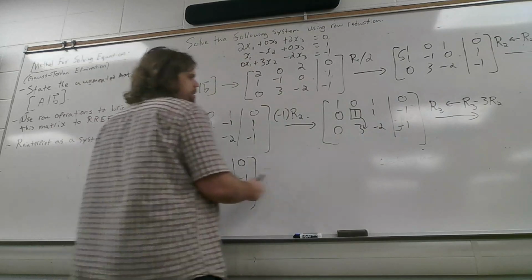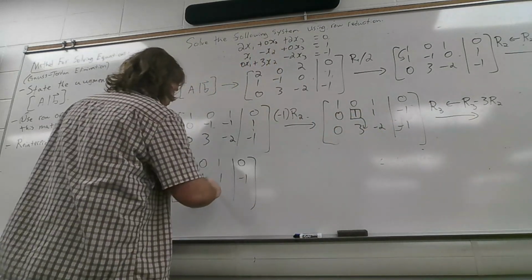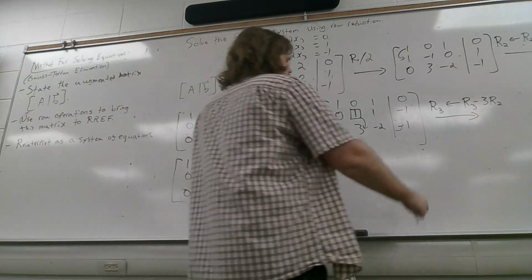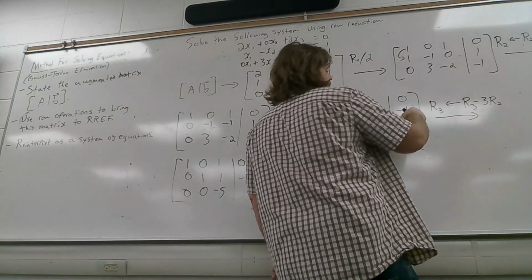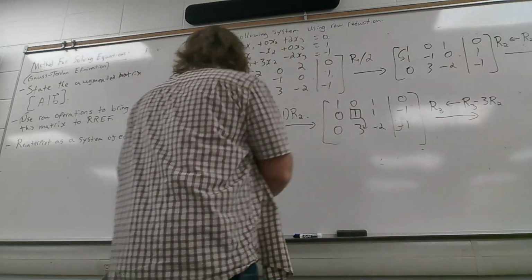What about this? -2 minus 3 times 1. So -2 minus 3 is -5. -1 minus 3 times -1. -1 plus 3 is 2.